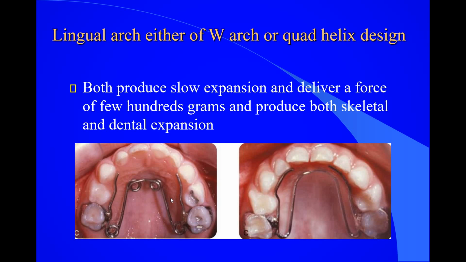The quad helix appliance is cemented to bands on the first molars and activated by expanding approximately a molar width. This will produce slow dental expansion, mostly by tipping the teeth buccally. It is therefore contraindicated when skeletal expansion is needed or when the maxillary molars are already tipped buccally, as active arch expansion has a high potential for relapse.